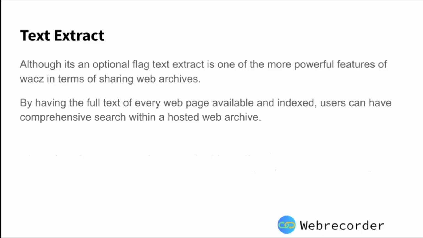So I kind of just gave the pitch for that because the text extract flag is optional. If you don't enable it, you're just going to get a pages.jsonl file with the really simple metadata that I mentioned. But like I said, there's a lot of benefits to having the full text extract. So it's an optional flag that you can pass at creation.